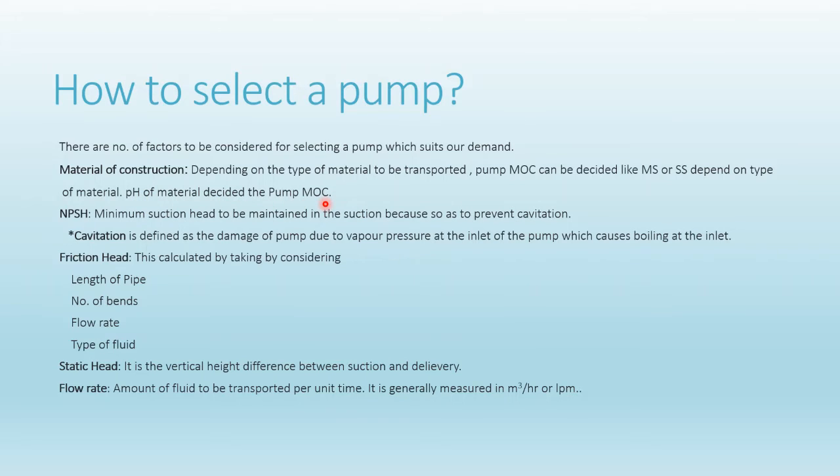If the pH is acidic, then the material is more corrosive. If the pH is basic, it is less corrosive than acidic materials. So if the pH of the material is acidic, we will generally be using SS316, stainless steel 316 grade. If the pH of the material is basic, like 8 to 10, then we will be using SS304 or MS. We can be using these two types of materials.